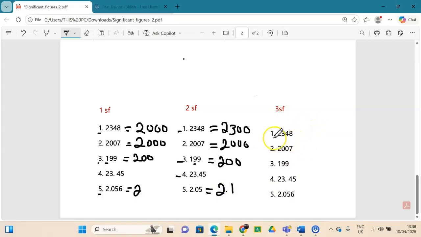Now let's look at this. To 3SF, I will do the first one. I will do the third one. I will do the fourth one. You will do the other ones yourself. So you're going to write your answers in the comment section.